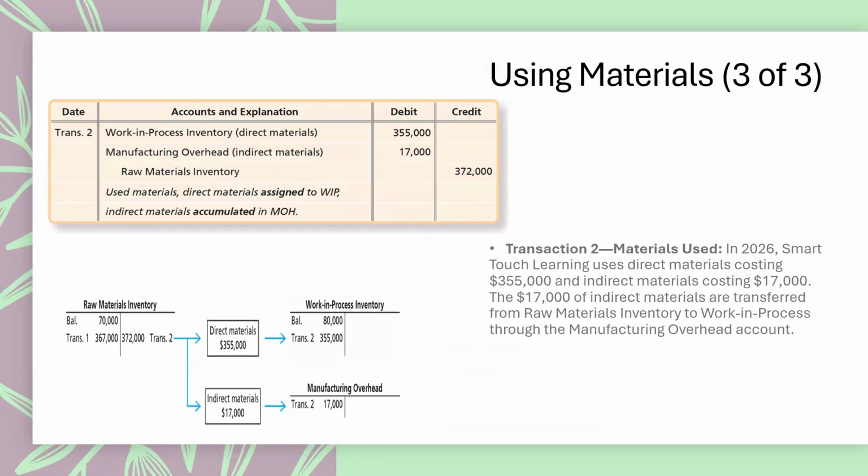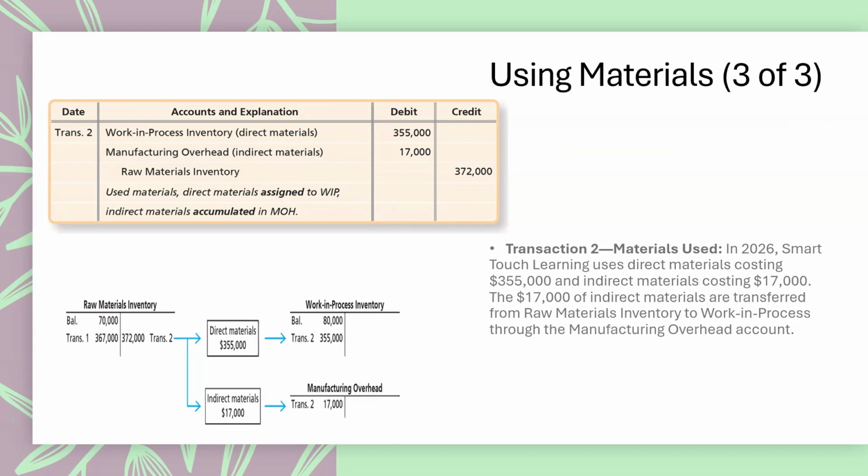So Smart Touch Learning records a summary journal entry at the end of the period for all the materials used to produce the tablets. Both direct and indirect materials are used. Now, I want you to remember that direct materials can be easily and cost-effectively traced directly to the finished product. Indirect materials, however, cannot be easily and cost-effectively traced directly to the finished product.